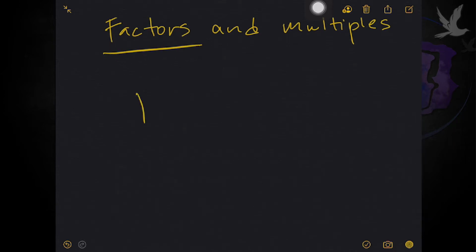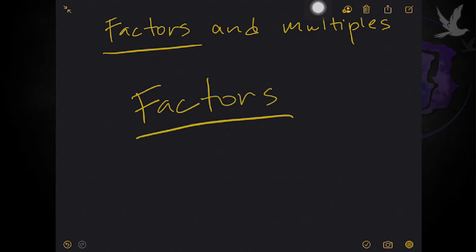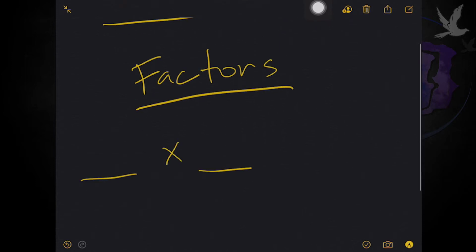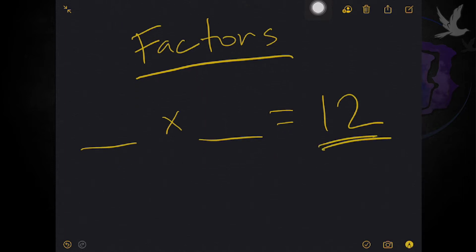Okay, what are factors? Factors are two numbers that, if you multiply them, will give you a product such as, let's say, 12. What two numbers are you going to multiply that will give you 12? The easiest way to determine one is by simply getting the number itself, 12, and 1. 12 times 1 is 12.